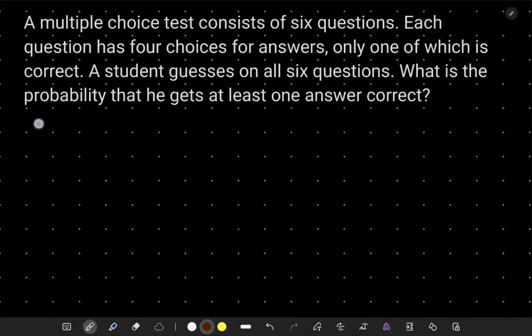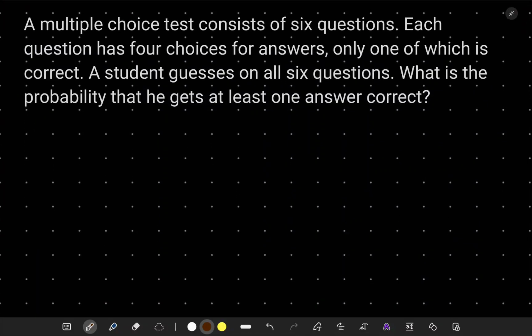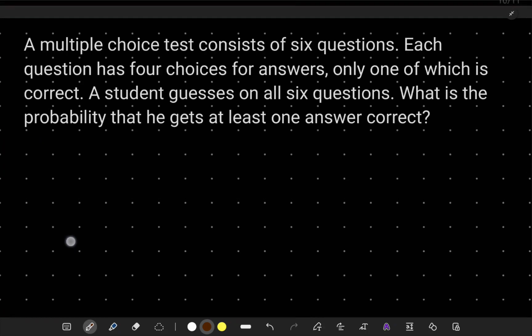This is the last problem I'm going to talk about, and this is probably the hardest one, but this is the one that's most relevant. A multiple choice test consists of 6 questions. Each question has 4 choices for answers, one of which is correct. A student guesses on all 6 questions. What is the probability that he gets at least one answer correct?